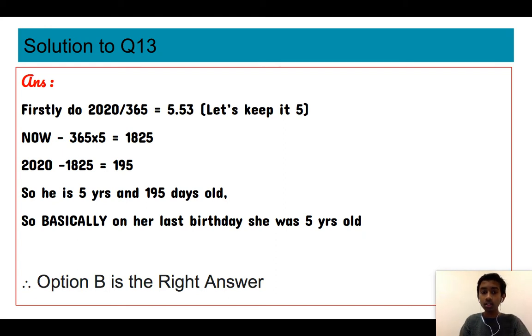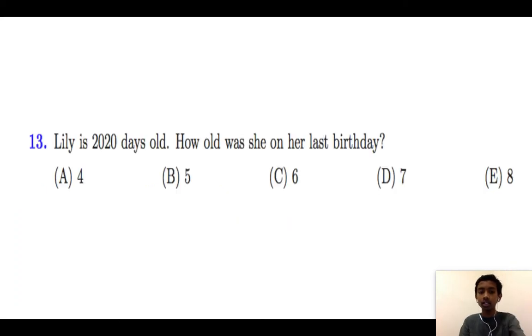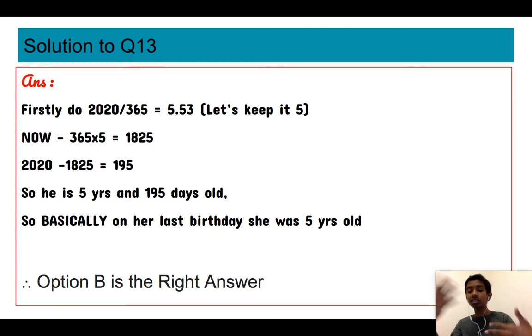So now what do we need to do? We multiply 365 into 5. So we already know that on her last birthday she was 5. So the answer is B. But I just did this extra working out. 365 into 5 is 1825. Then subtract 1825 from 2020, you will get 195. So she is basically 5 years and 195 days old. So you didn't need to do that last step that I just did. So basically on her last birthday, she was 5 years old. So that is our answer.